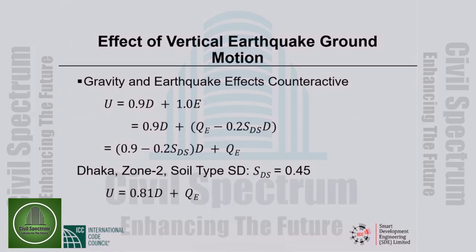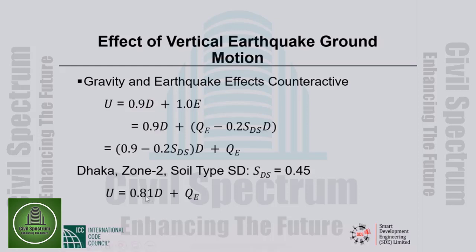So 0.9 dead plus 1.0 E. Here E is Q sub E minus 0.2 S sub ds times D. When we collect terms, it's 0.9 minus 0.2 S sub ds multiplying D, then Q sub E. For Dhaka on soft soil SD, S sub ds is 0.45. 0.2 times 0.45 is 0.09. 0.9 minus 0.09 is 0.81.